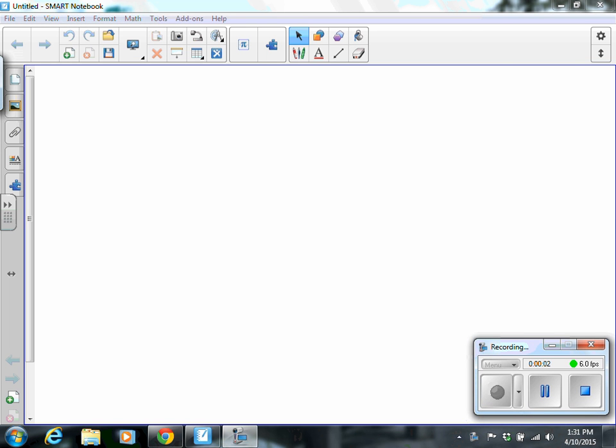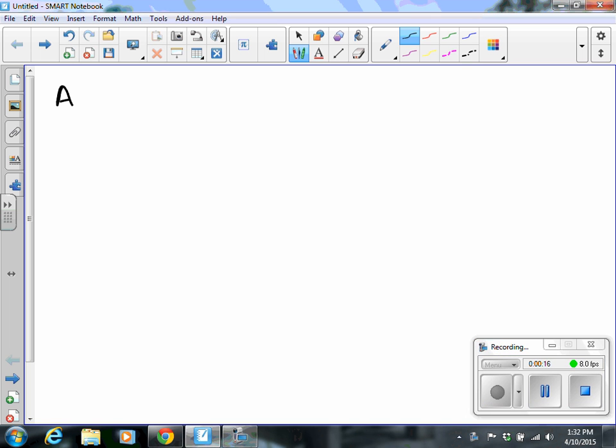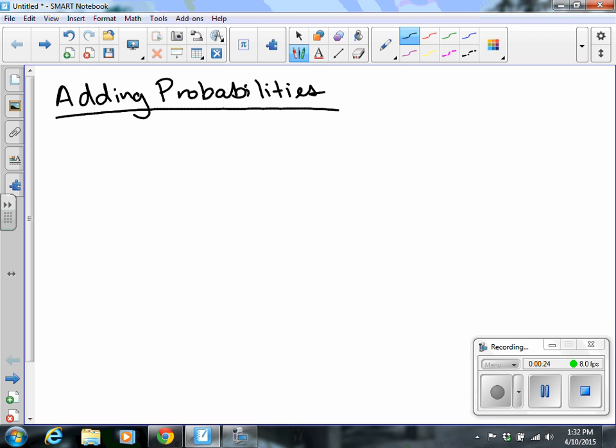The last type of probability that we need to talk about is an or situation. So we've worked with an individual probability, we've worked with an and situation, now we need to work with an or situation. And when we're doing this, we're going to be adding probabilities. With this, there's some criteria.